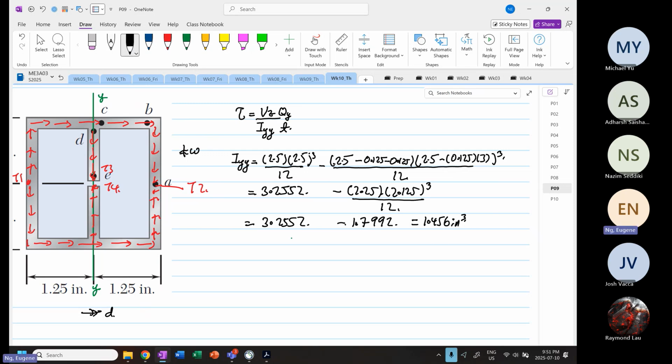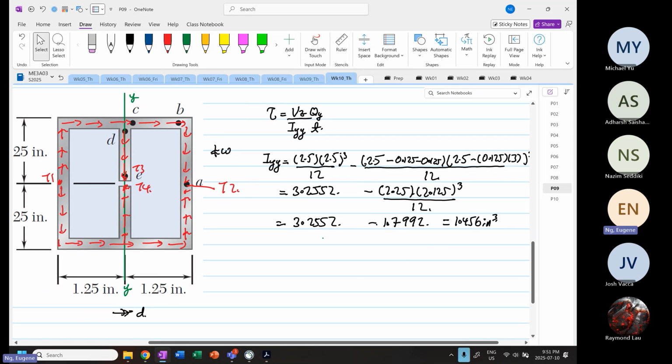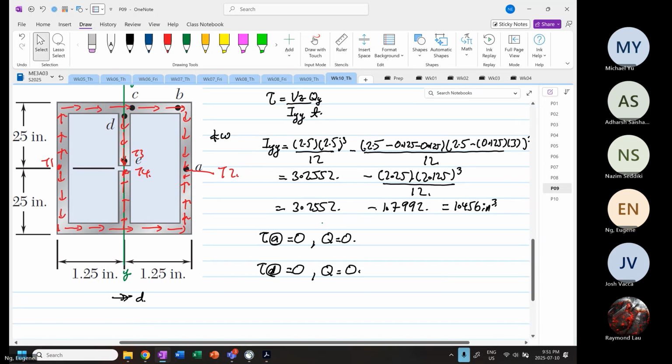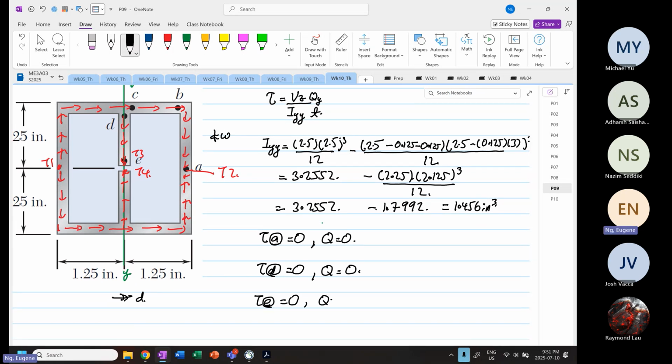Okay. So from here, you already can declare that the shear stress at point A is equal to 0. This is because Q is equal to 0. The shear stress at point D is equal to 0 because Q is equal to 0. The shear stress at point E is equal to 0, Q is equal to 0, because it's at the terminal.